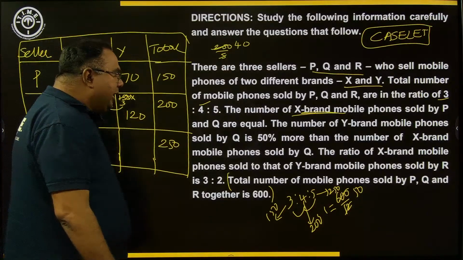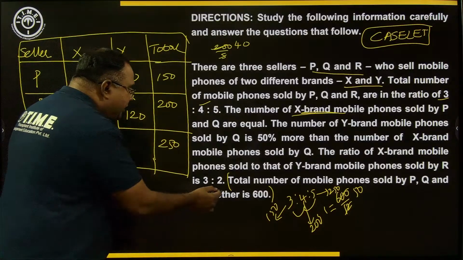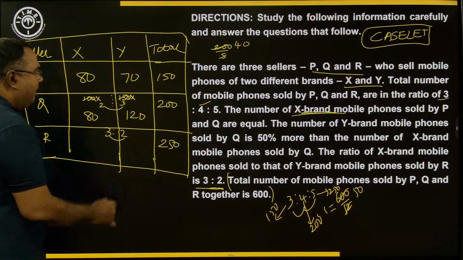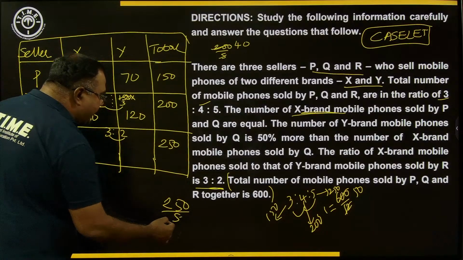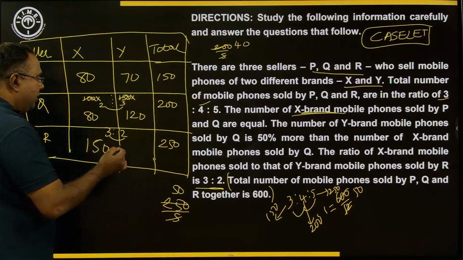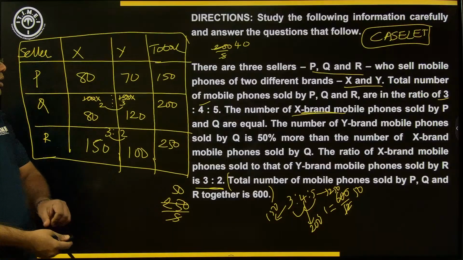Then I have got the ratio of X brand mobile phones sold to Y brand sold by R, 3:2. X brand is to Y brand, this ratio is 3:2. 5 parts, 250. So 250 by 5, each part is 50. So 3 parts is 150, and 2 parts is 100. I got this data now.